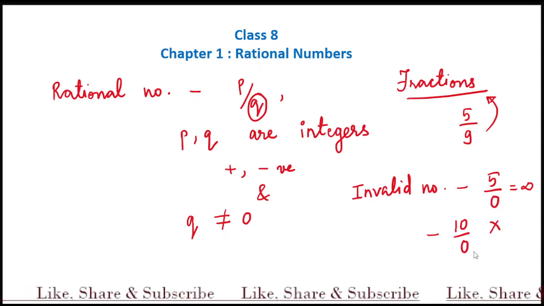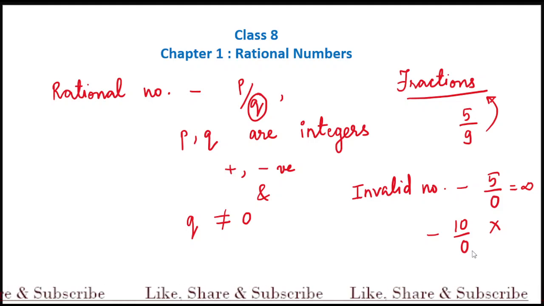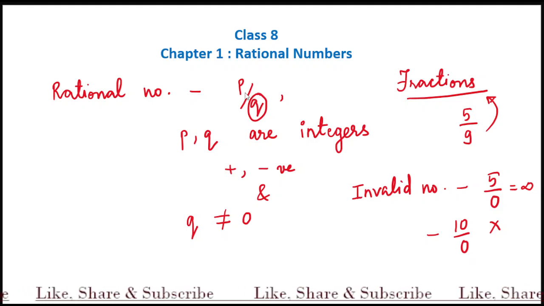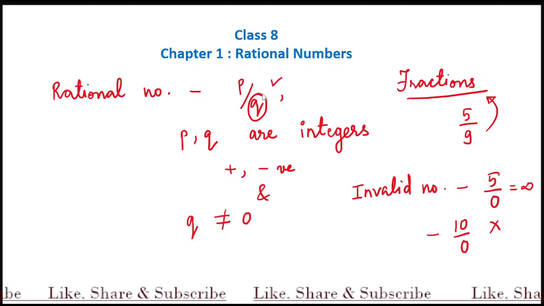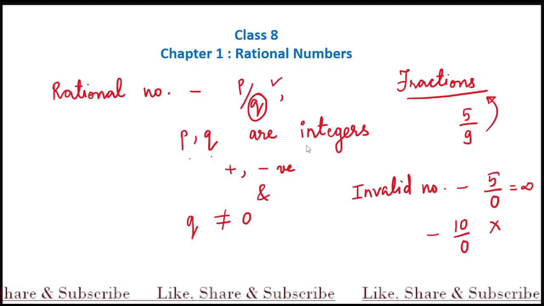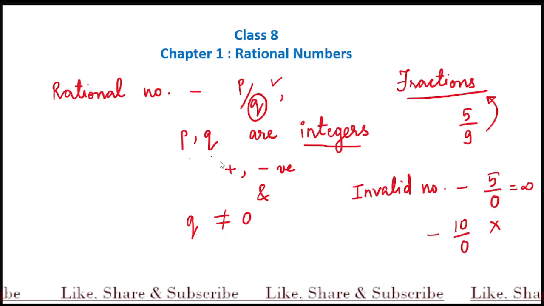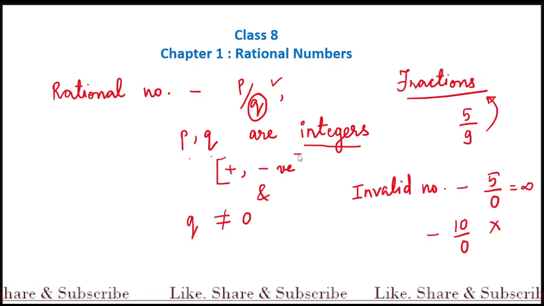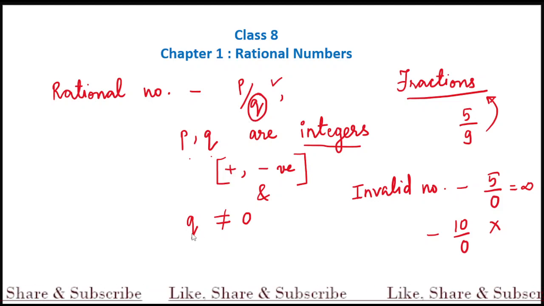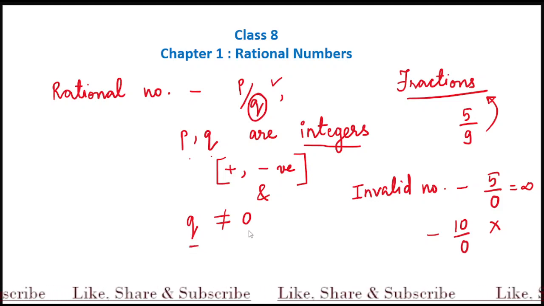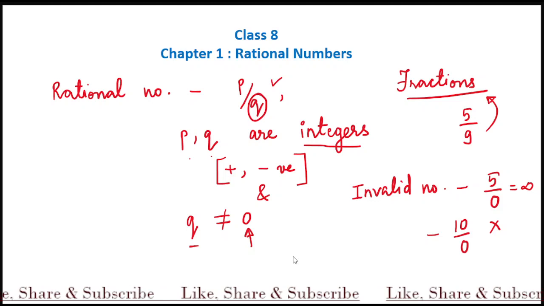Let us once again revise what rational numbers are. Rational numbers are the numbers which are written in the form of p by q, where p and q are integers. Integers means that we can have both positive and negative numbers. And the denominator can never be equal to 0.